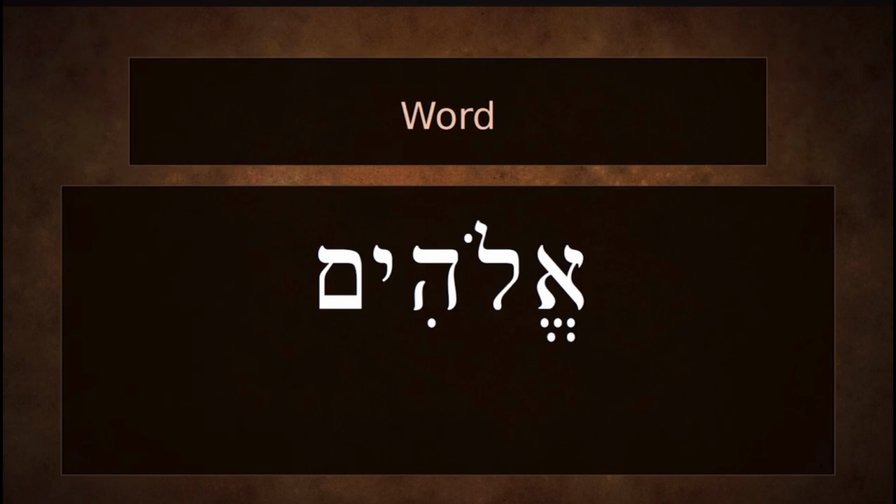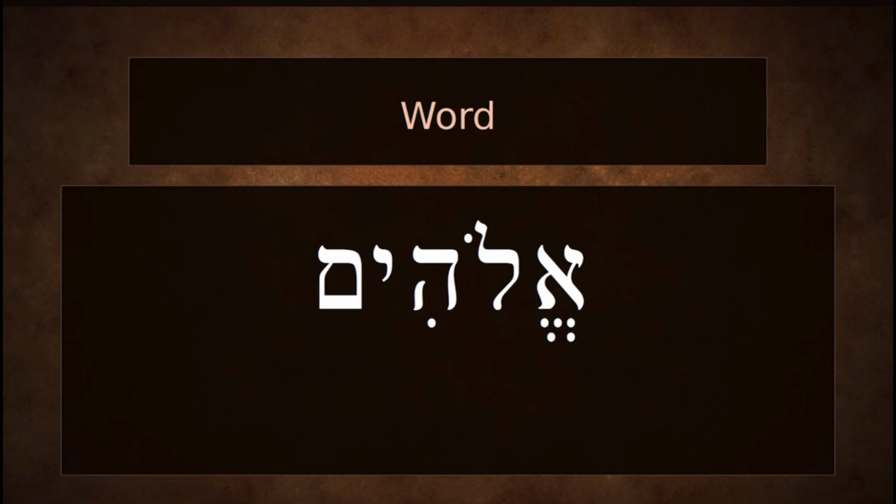Here is our next word. We have an aleph, and underneath the aleph is a chataf segol. Next, we have a lamed, and next to the lamed, at the top, we can see a cholam vowel. After that is a hey. Under the hey is a chirik vowel. After that is a yod. And at the end, there is a final mem.